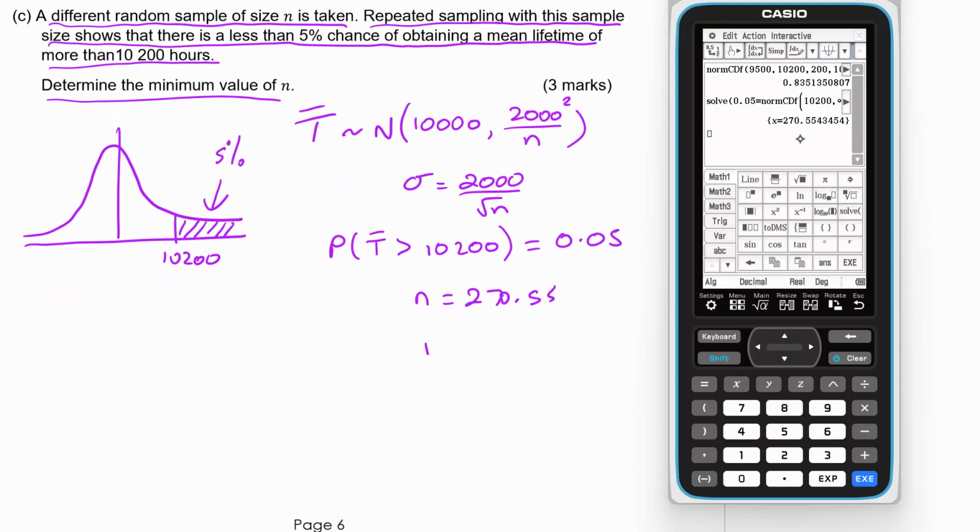It's given me 270.55. So I'm going to say that n is 271 because we need this to be less than or equal to 5%. So we need to make the standard deviation smaller.